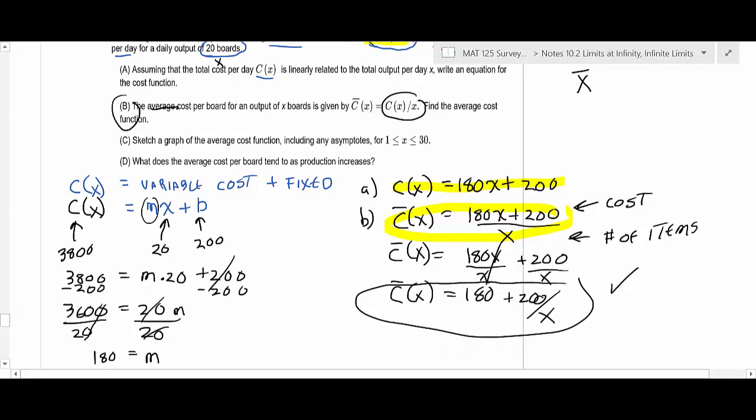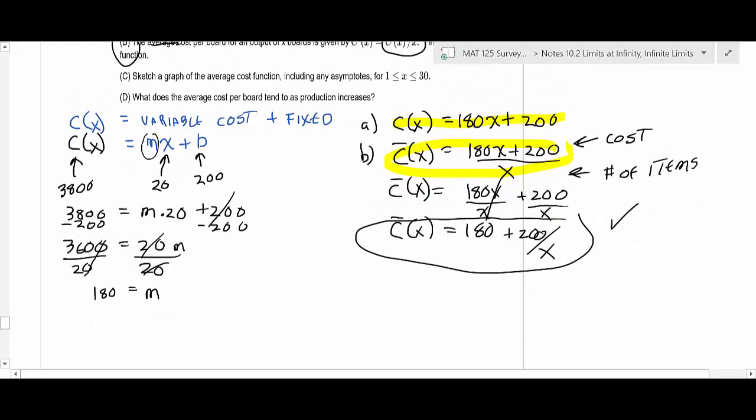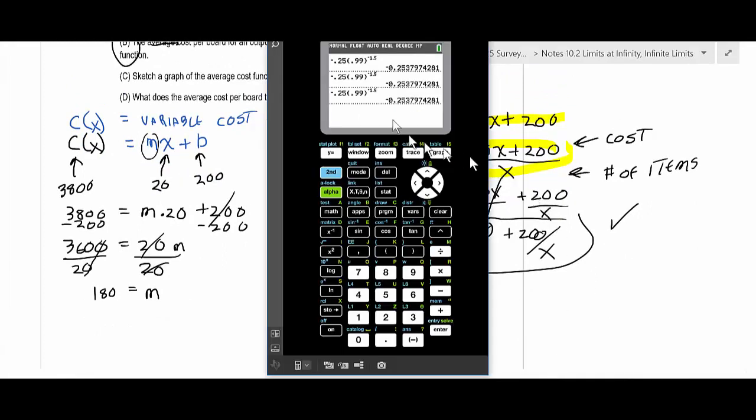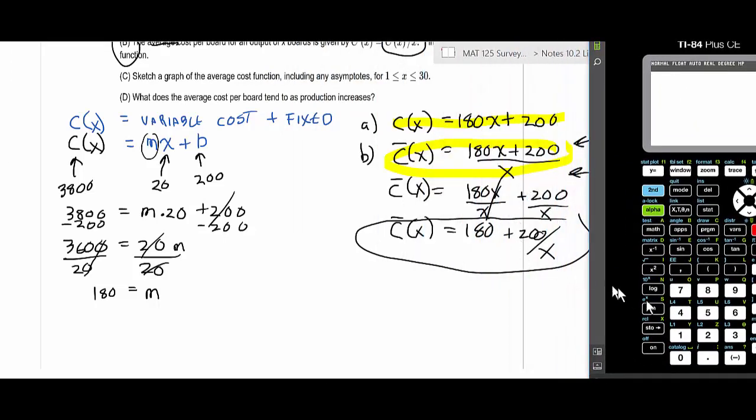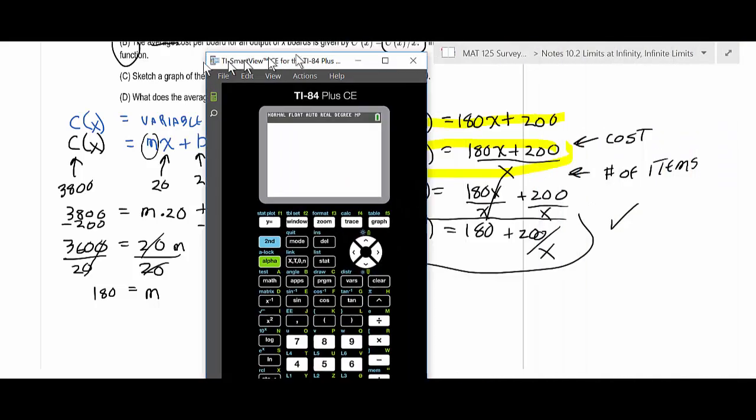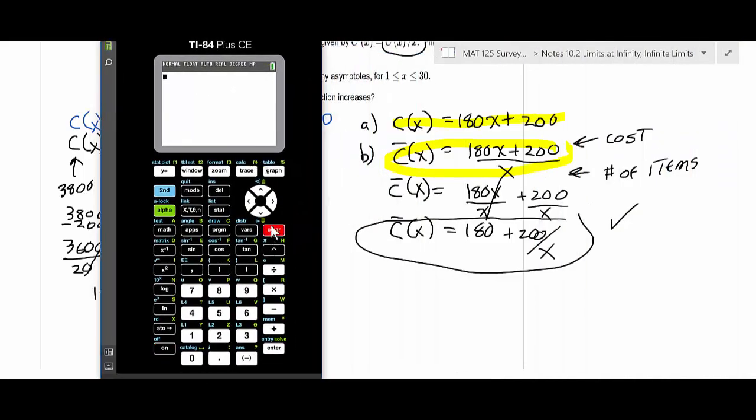Okay. All right, now let's do this on the calculator, and I'm not going to necessarily have you sketch. I'm going to have you do a real rough sketch. So get your calculator out, and we're going to graph this cost function. Let me move this over here so you can see it okay. All right, so let's put this in. Let's go to y equals, and I'm going to take out whatever mess I got in here. Then I'm going to enter 180 plus 200 over x, like that. So we're going to graph that.